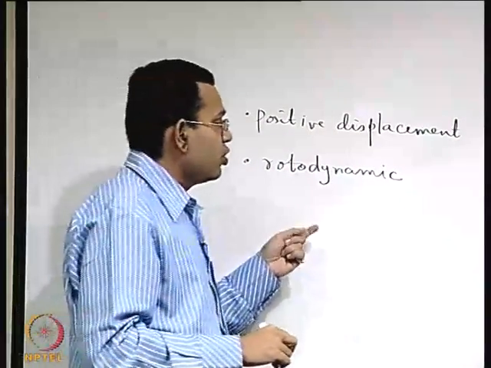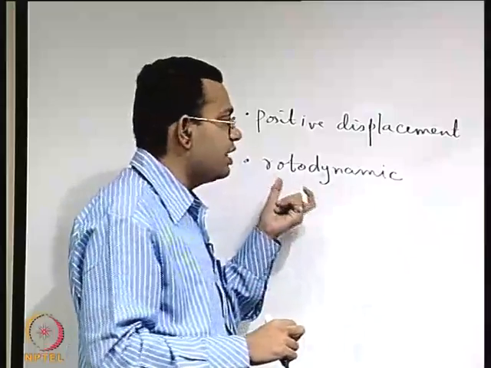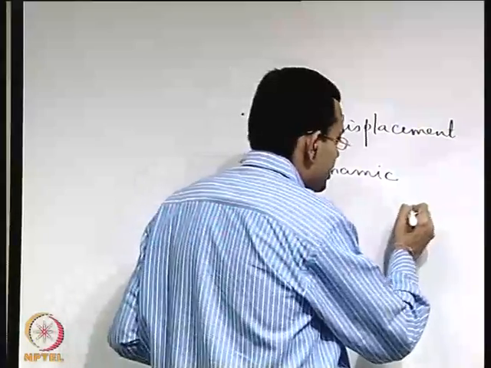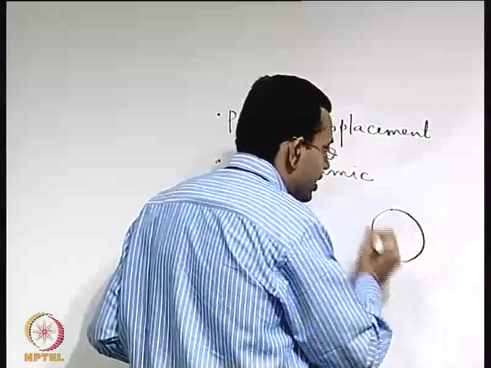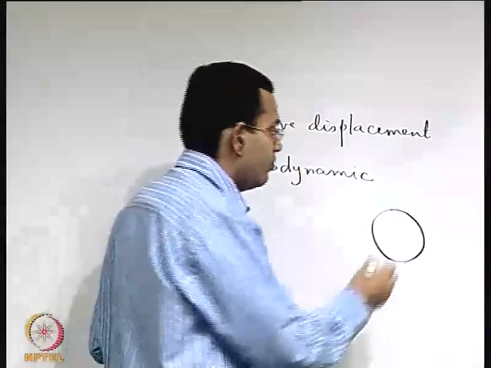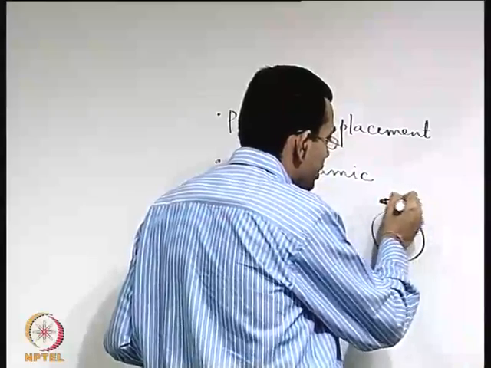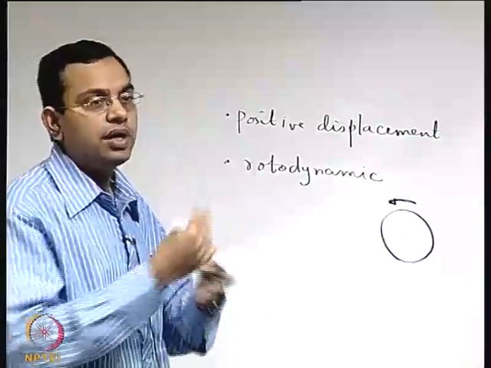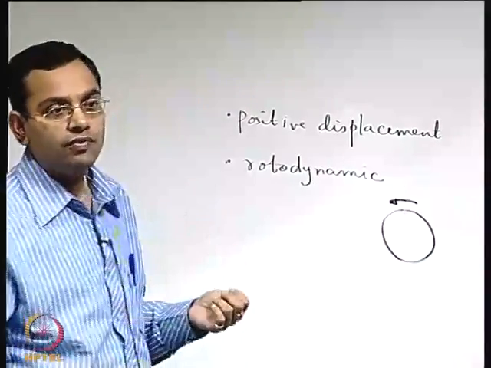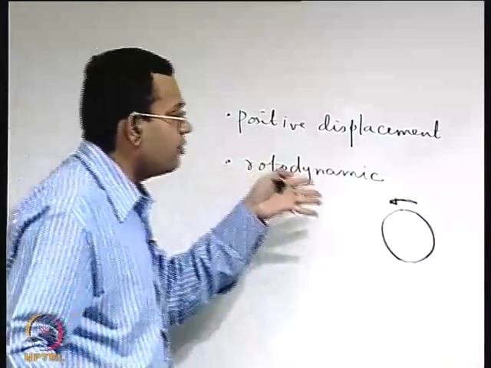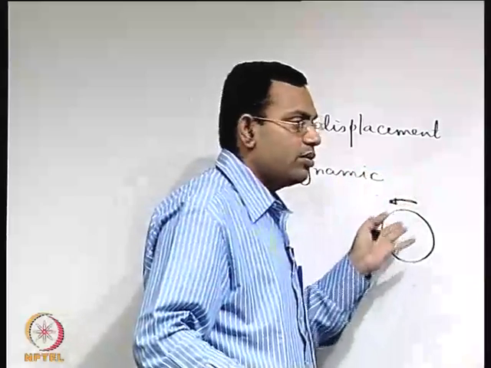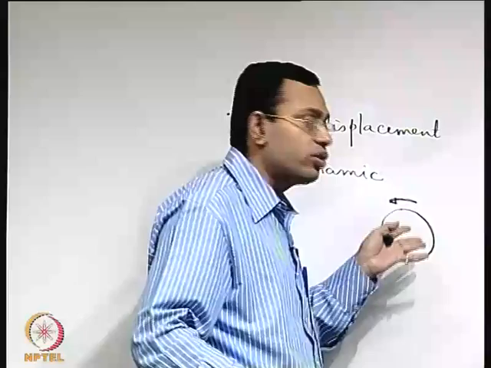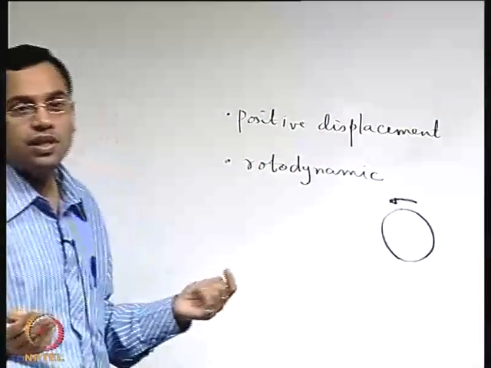On the other hand, rotodynamic devices, from the name it is clear that it has something called a rotor, and a rotor is basically a rotating part or a rotating device, and when the rotor rotates, there is something which happens because of which there is either energy imparted to the fluid or energy is taken away from the fluid. So, a rotodynamic device will be based on the working principle of the rotation of something called a rotor. The rotor may have different names for different devices.